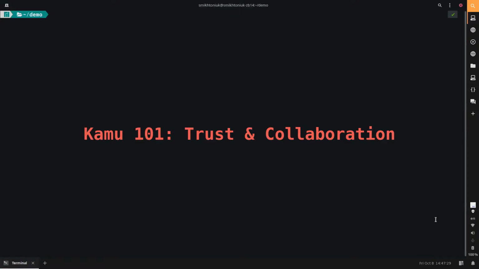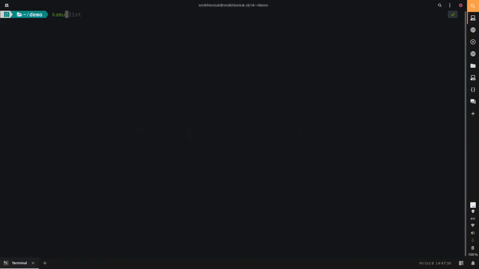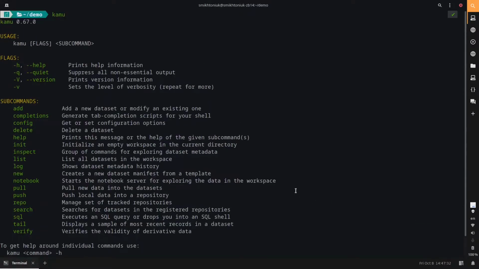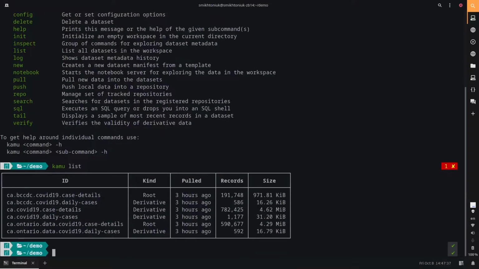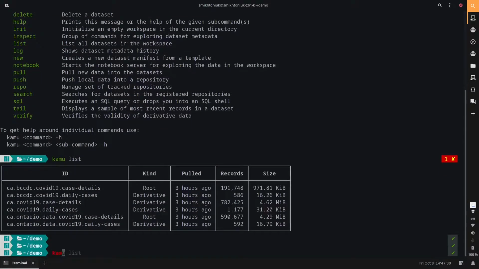Previously, we've seen how Kamu and Open Data Fabric can be used to build decentralized data supply chains, where every stage is owned and maintained by a different person or organization. In this video, we'll see how Kamu creates verifiable trust between the participants in order for such collaboration to function.